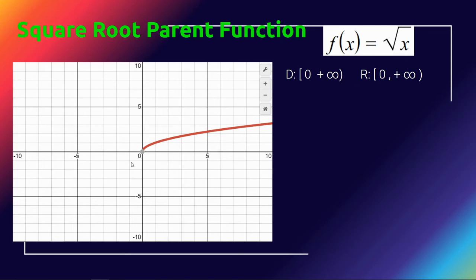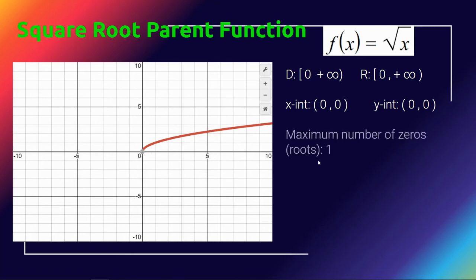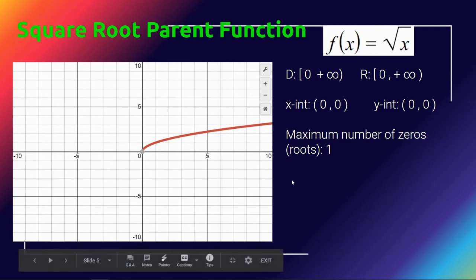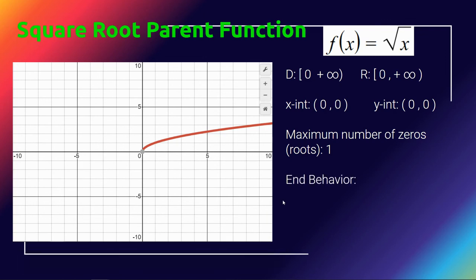The range, because the x's are restricted, so are the y's. The only answers you can get are positive f of x. The x-intercept is at x is 0. The y-intercept is y is 0, which makes the origin the inflection point. The maximum number of roots that you can get on this one is 1. So we can move this parent function left, right, up, or down, and it will cross the x-axis in one specific spot at most.